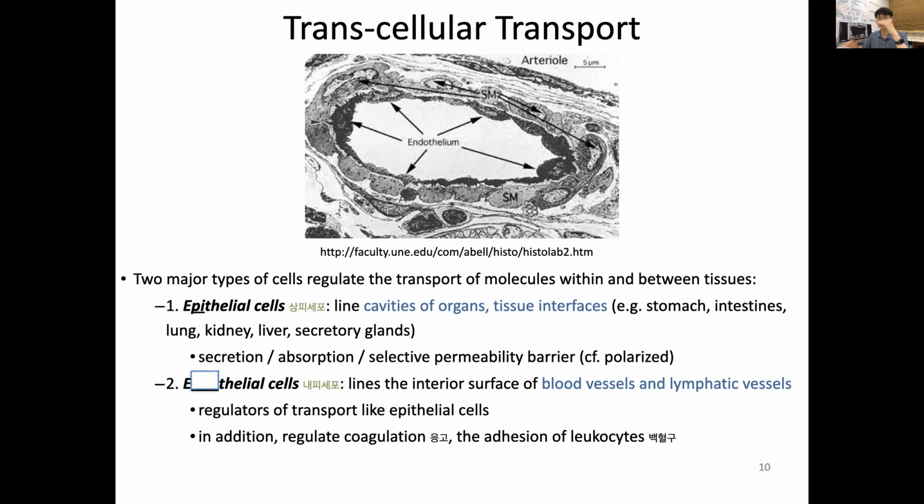Epi means on top. While those cells that line the interior surface of especially blood vessels or lymphatic vessels regulate transport like epithelial cells, so they belong to the category of epithelial cells. But in addition, they have additional functions such as regulating coagulation in case of injury to prevent leakage or loss of blood. And the other is the adhesion of leukocytes. This is important for the function of the immune system, and we call these endothelial cells.